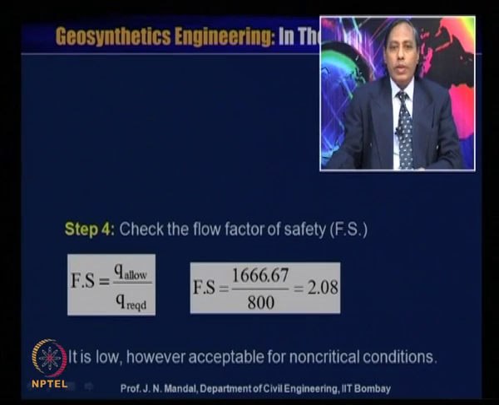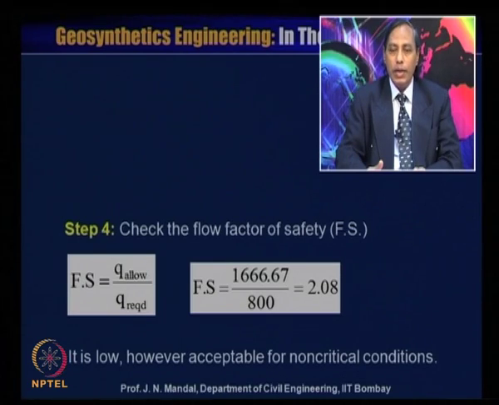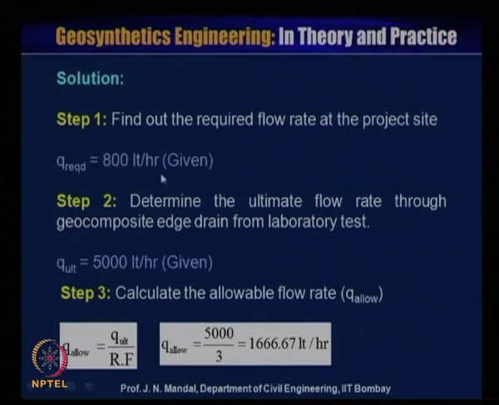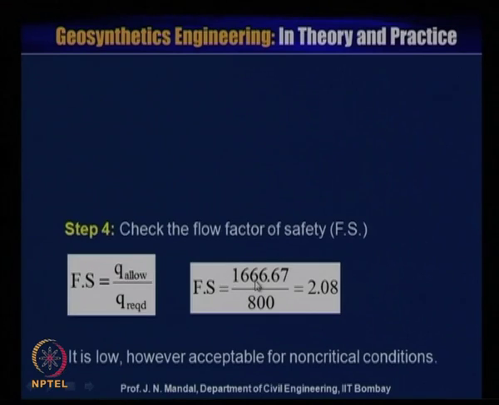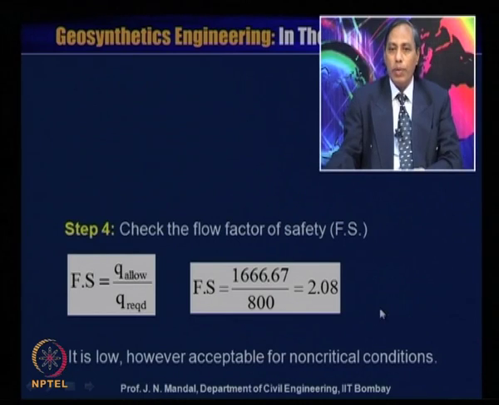Then step 4, check the flow factor of safety, Fs. That means Fs is equal to Q allowable divided by Q required. That means Fs will be equal to 1666.67 divided by 800. Q required is 800, which is given, and Q allowable we have calculated earlier. So, the factor of safety is 1666.67 by 800, which is 2.08. Though this is low, it is however acceptable for non-critical conditions.